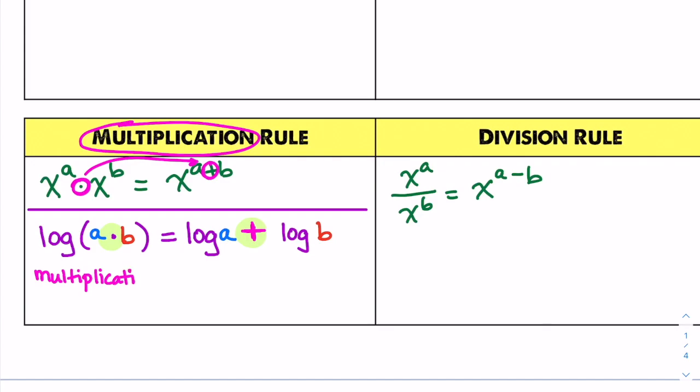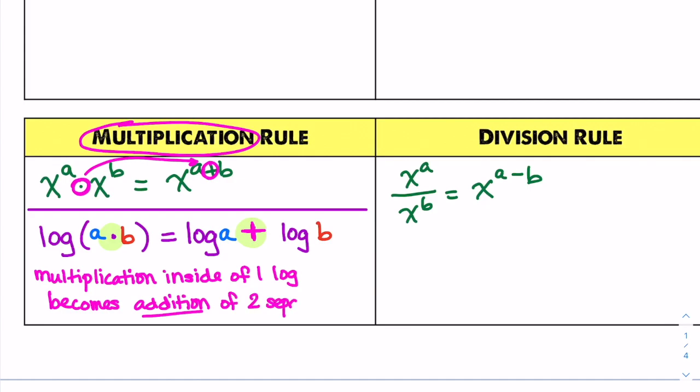Multiplication inside of one log becomes addition of 2 separate logs. Okay, so that is our first rule, the multiplication rule. And I'll do a couple examples to show you how to use it.